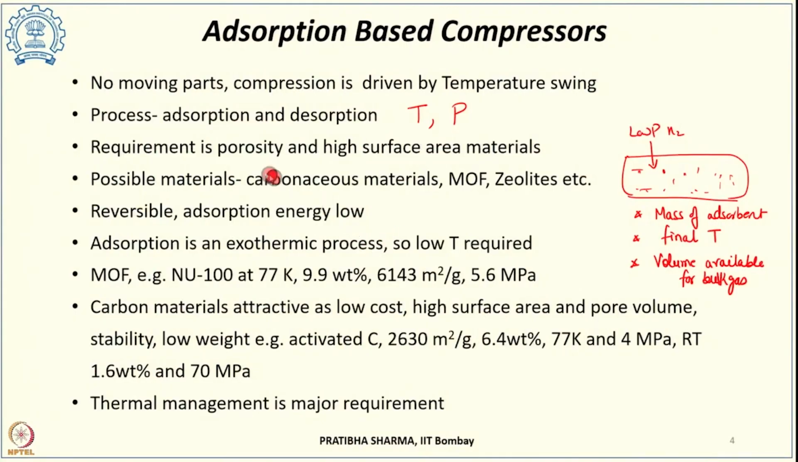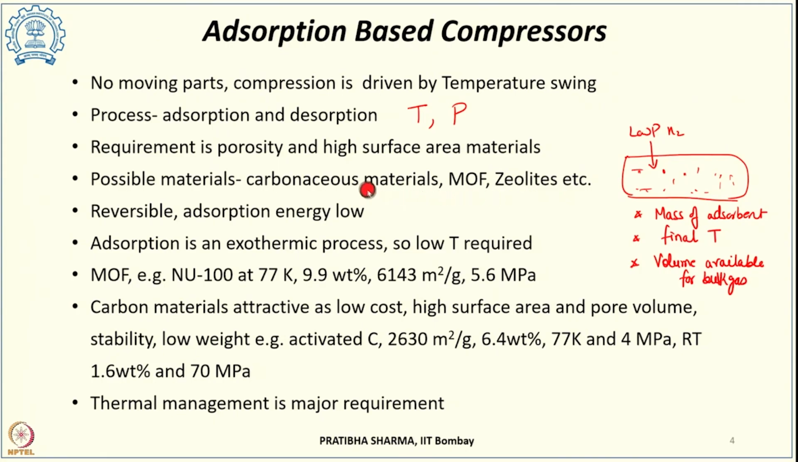Now there are different materials which have shown very promising high adsorption capacities. Some of these materials are carbon based materials, carbonaceous materials. These could be carbon nanotubes, activated carbon, or fullerenes. There are also materials like metal organic frameworks, zeolites, and many such materials which are high surface area materials and have very high adsorption capacity.